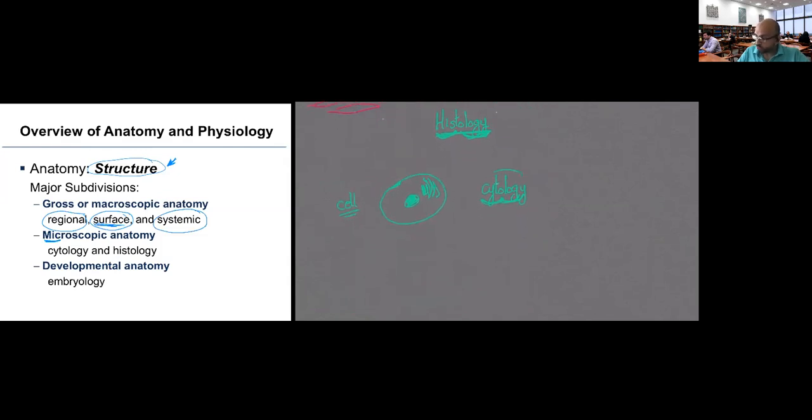So why do you think you would need to study the structure of a cell? What do you think? In what scenario would you ask your patient to go perform a cytology test, to take a few cells and send them to the pathologist, and he's going to be describing the structure of the cell for you? When do you think you're going to need to study the structure of a cell? Cancers, exactly.